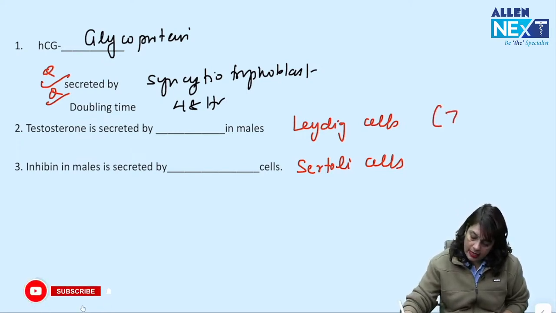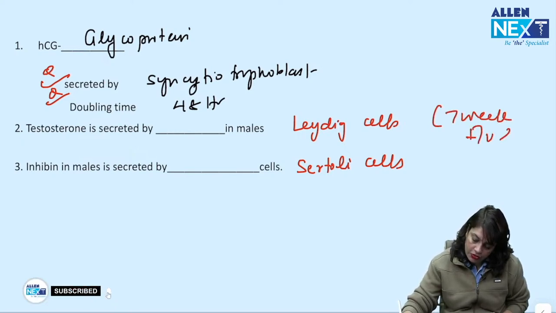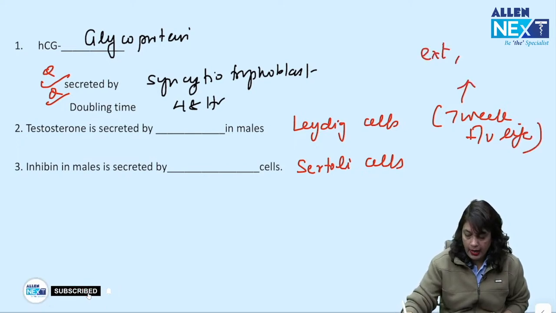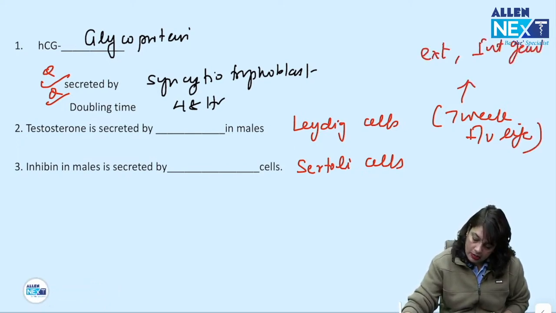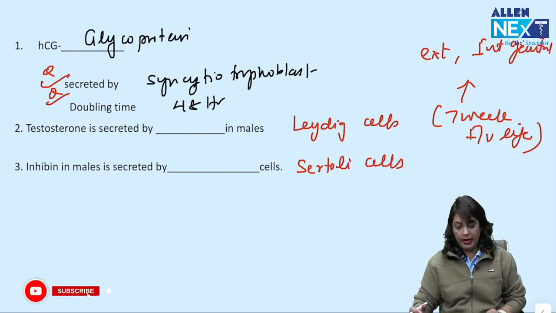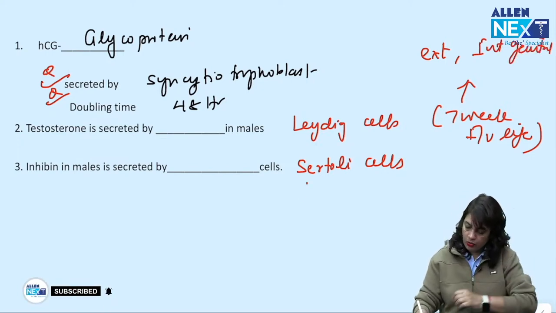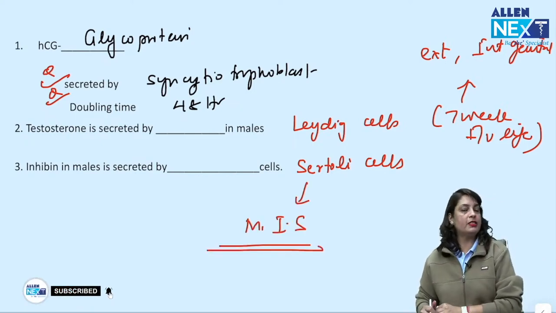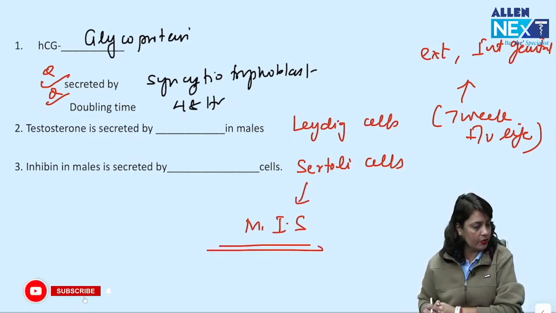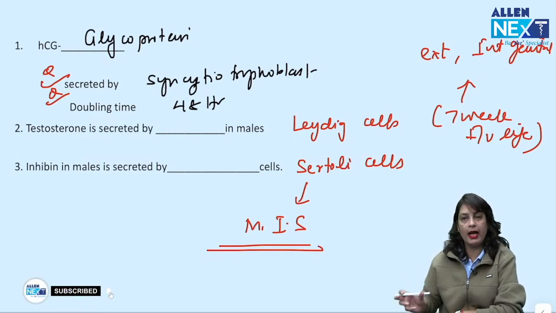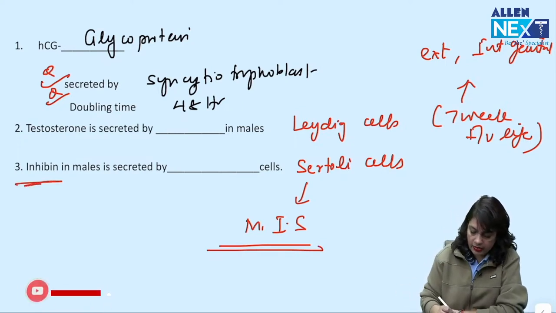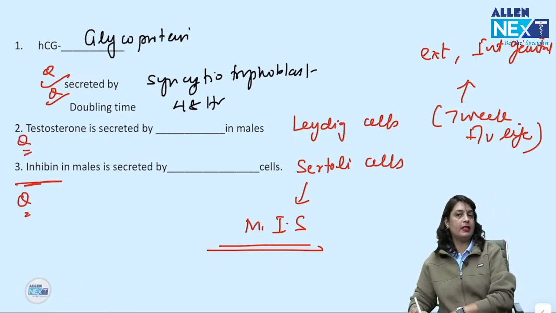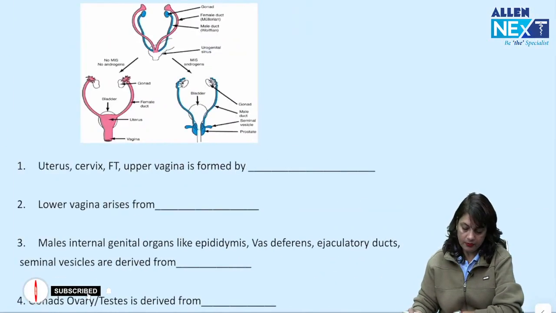Testosterone, Leydig cells secrete as early as 7th week of intrauterine life. This testosterone is responsible for external and internal genitalia formation in the male fetus. Okay, Sertoli cells secrete Mullerian inhibiting substance that inhibits the Mullerian duct in the intrauterine life so that males do not have uterus. So, inhibin is secreted by Sertoli cells, question of FMG. Testosterone is secreted by Leydig cell, question of FMG.